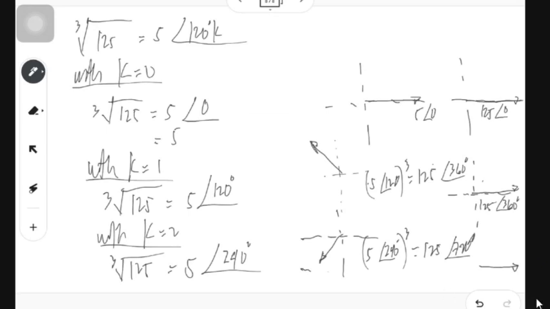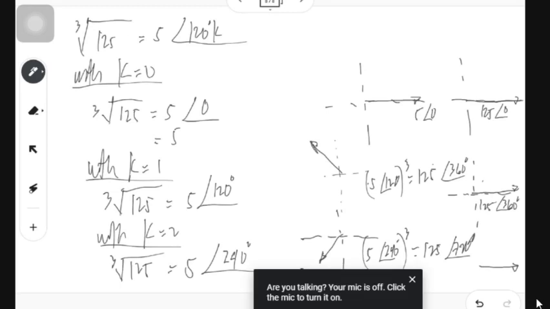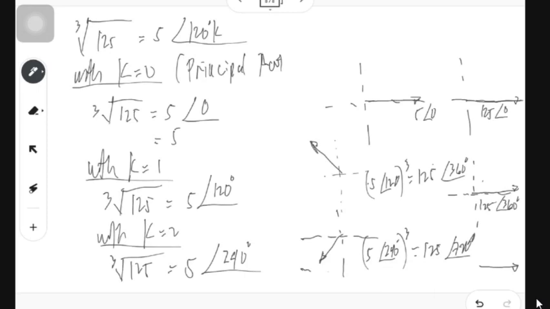Yes, sir. Yes po. So, bakit kaya ang sa calculator isa lang lumalabas? With k equal to 0, ito yung sinasabing principal root. Ibig sabihin, lahat ng calculator, it is designed to give a principal value, the principal root. That is k equal to 0. Yun yung nakaprogram sa calculator.